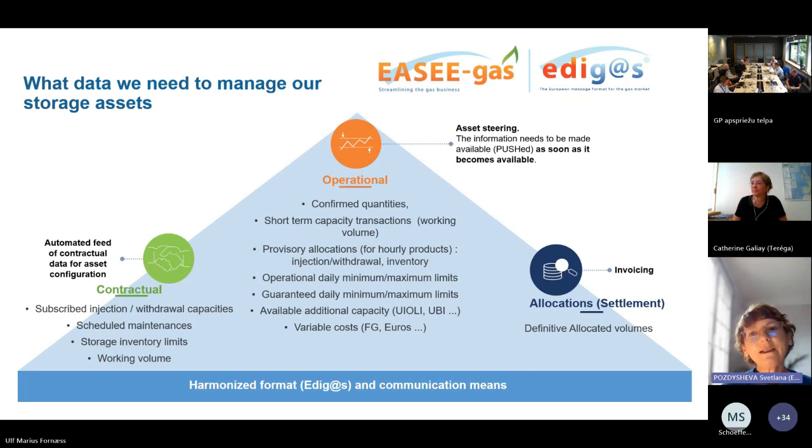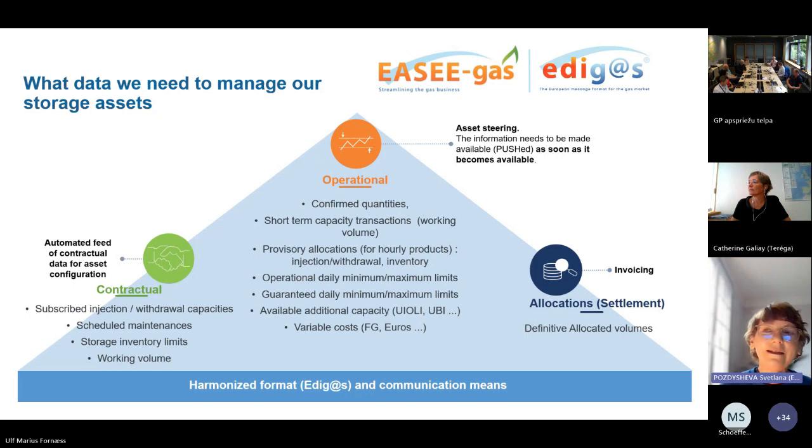The other bit is obviously invoicing. We want to make our back offices' work easier. So each new product has to be invoiced easily. And one of the ways to do so is to provide valuable or correct allocation data. So that's why allocations, provisory or definitive, are very important. But as the pinnacle of my triangle, I put everything that relates to actual asset steering on delivery.